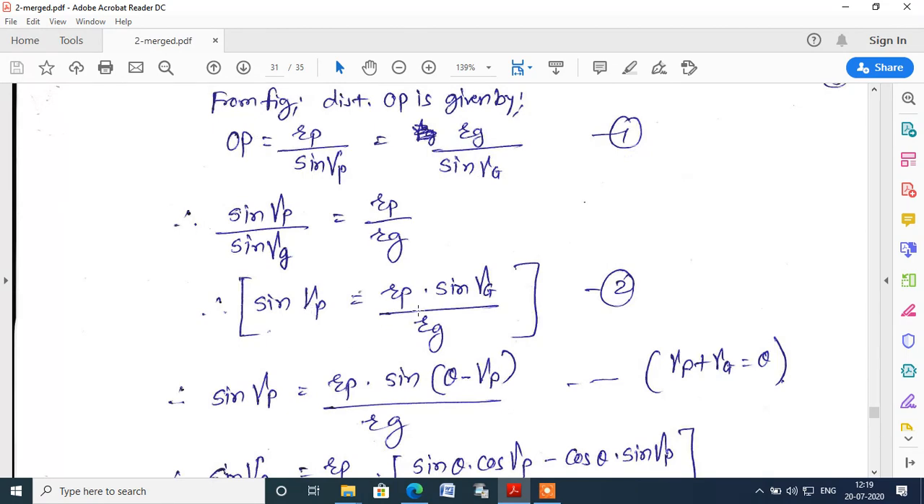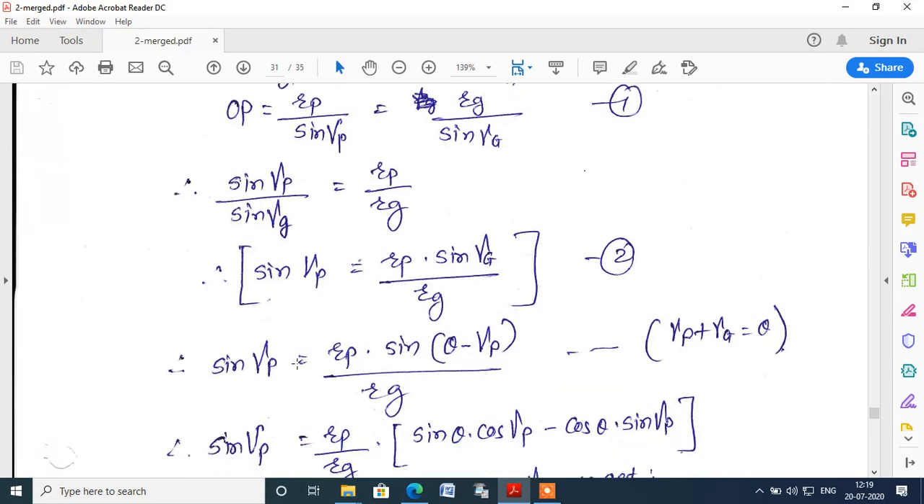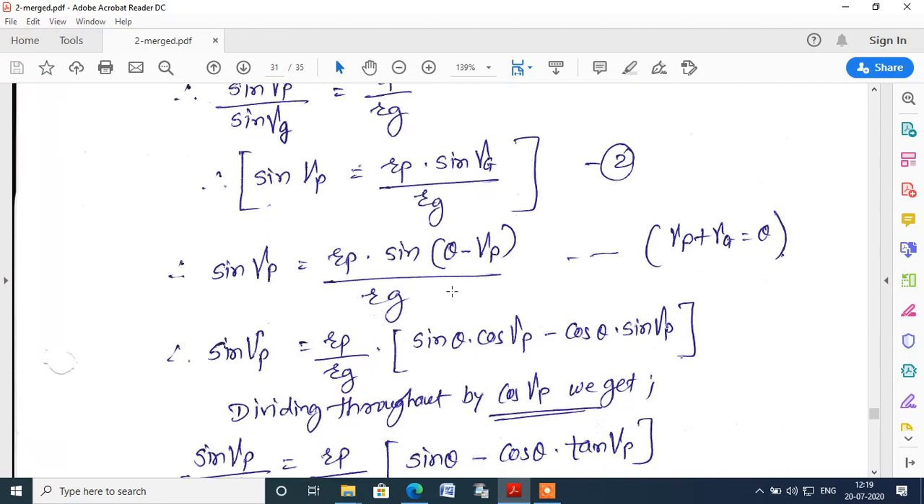So sin gamma P is equal to RP into sin gamma G upon RG. But we know that gamma P plus gamma G equals theta. So gamma G equals theta minus gamma P. Therefore sin gamma P equals RP by RG into sin of theta minus gamma P. Now this becomes sin of A minus B, so sin A cos B minus cos A sin B. We have seen this formula in the 11th and 12th also. So these are basic formulae.